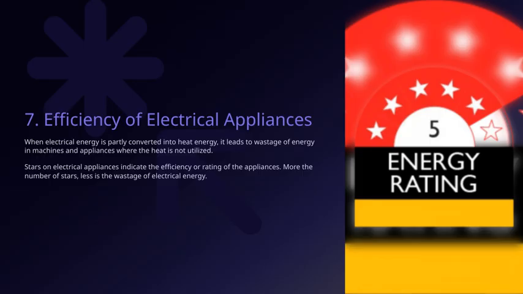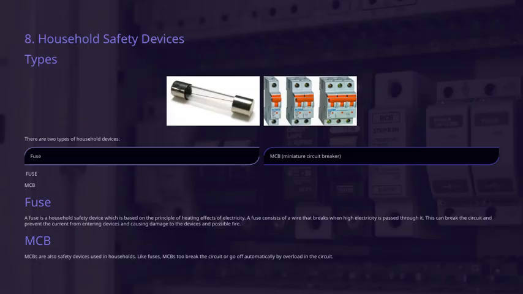This idea of efficiency ties back to our overall goal of conserving energy and using resources wisely. By choosing appliances with higher star ratings, we're not just saving on electricity bills, but also helping the environment by reducing unnecessary energy wastage. Now, let's talk about household safety devices, specifically the types we commonly use.